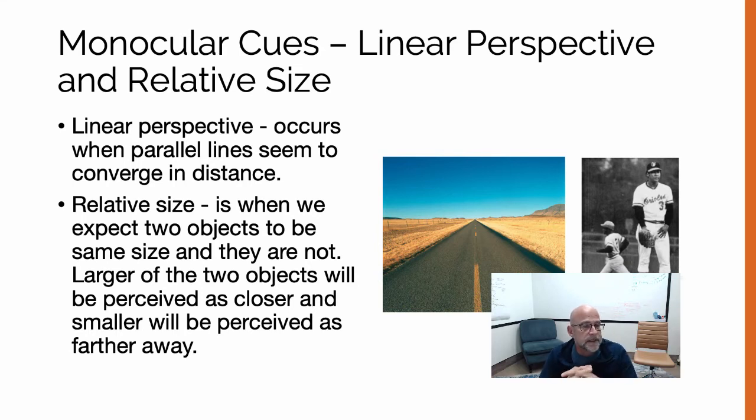Another one is relative size. When two objects are assumed to be about the same size, but one appears to be much smaller, we assume that it's further away. You can see that example here. Unless this guy is really twice the size of this fellow, it must be the case that this guy running around the bases is behind him and further away than him. So that's what's called linear perspective.